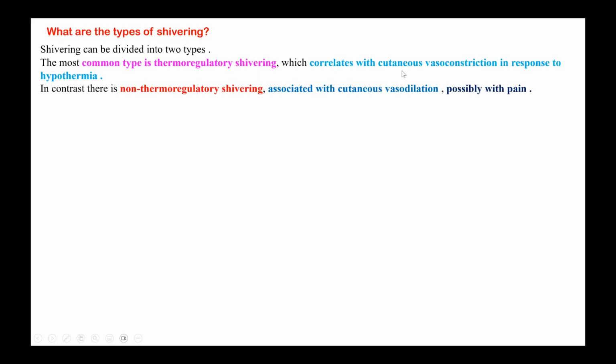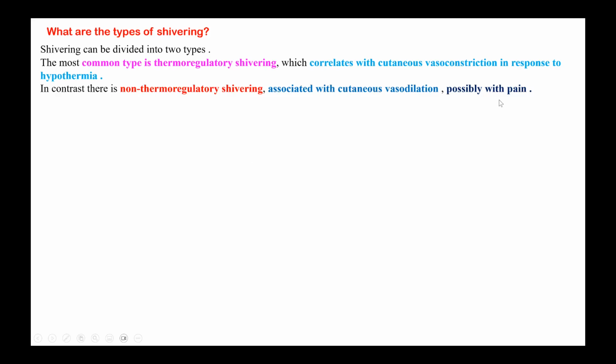So this is how you differentiate whether the shivering is because of the reduction in the core temperature. If the patient's periphery is cold and clammy with all the vessels constricted, it is thermoregulatory shivering. On the contrary, if there is vasodilatation and the patient's peripheral skin temperature looks normal, it is non-thermoregulatory shivering, and that is possibly because of the pain. So these are the two types that we have to differentiate.